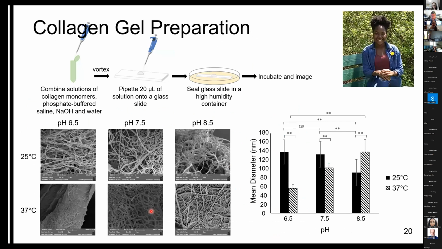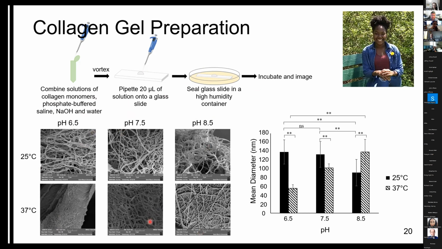Now, during Ariana's analysis, we became really interested in trying to understand what causes the disorganization of collagen in cancerous tissue. During Ariana's honors project, we tried to mimic cancerous tissue by synthesizing collagen hydrogels at different conditions. So we combined a solution of type 1 collagen from bovine skin with phosphate buffered saline, sodium hydroxide, and water. And then we adjusted the pH and pipetted a solution onto a glass slide, sealed it, and placed it into a high humidity container at either 25 degrees Celsius or 37 degrees Celsius.